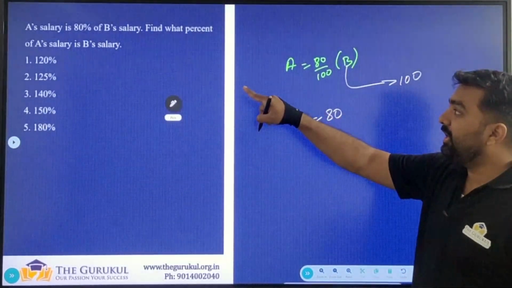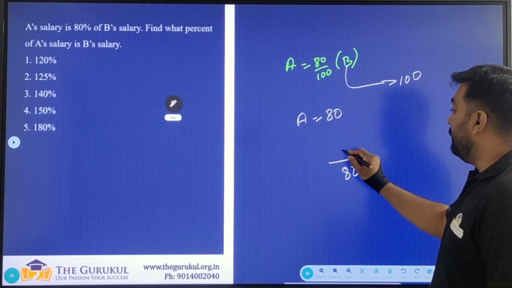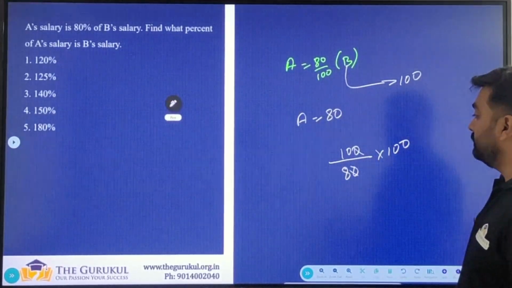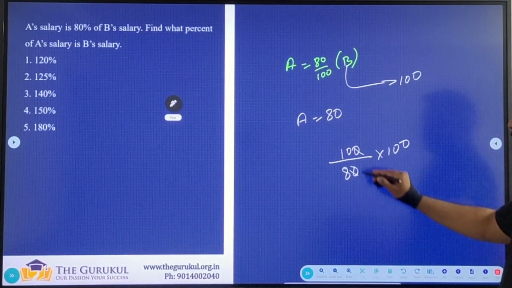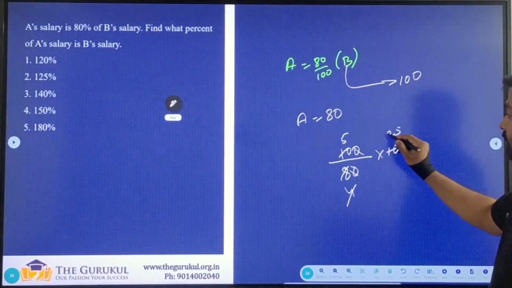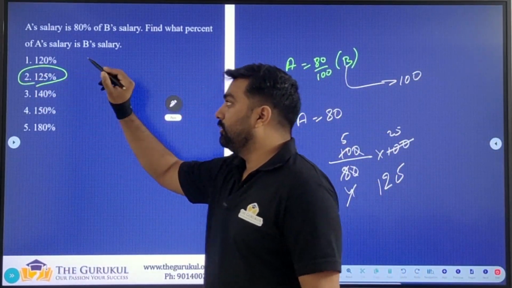Next, B is what percent of A? Of A. B is 100. We want percentage, multiplied with 100. Which will be 5 by 4. 4, 25. 25 5s, 125. Option 2.